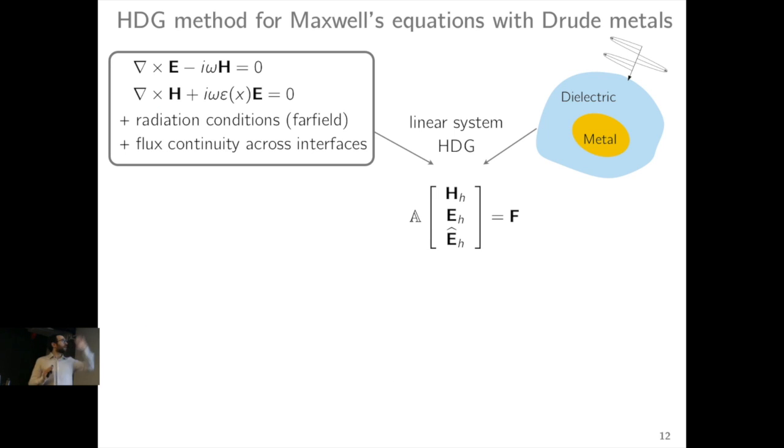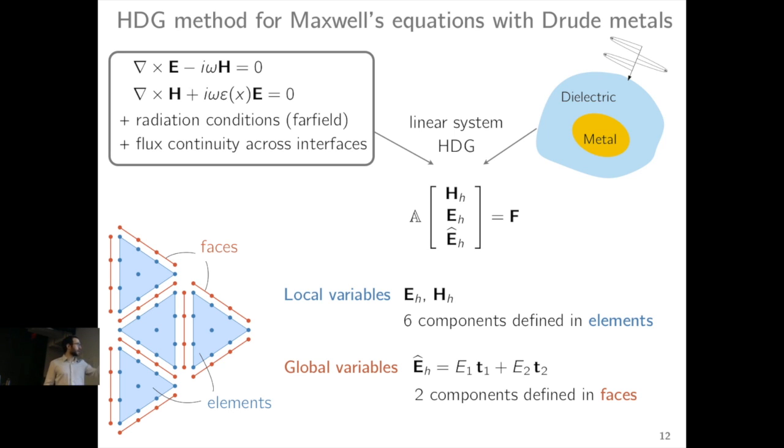Overall, now we have our Maxwell's equations on a computational domain that combines both a Drude metal and a dielectric. And if we pursue a hybridizable discontinuous Galerkin discretization of this system and domain, we end up with a linear system of this form, where the unknowns are the magnetic field H, the electric field E, and the tangent component of the electric field, which is this E hat. We'll now take a look at a typical HDG high-order mesh, just to get a little bit more insight on where these variables live.